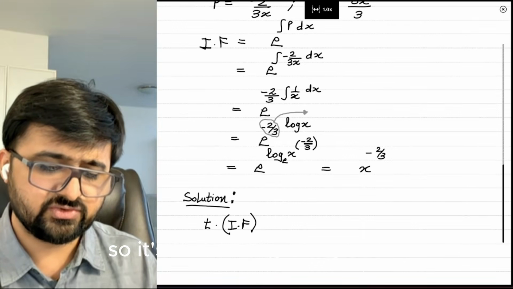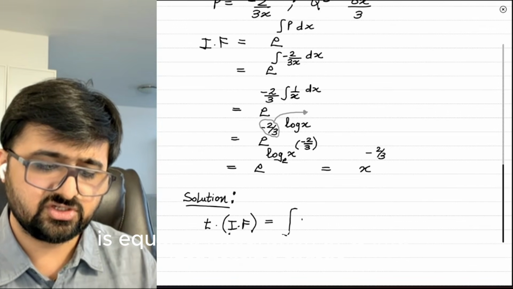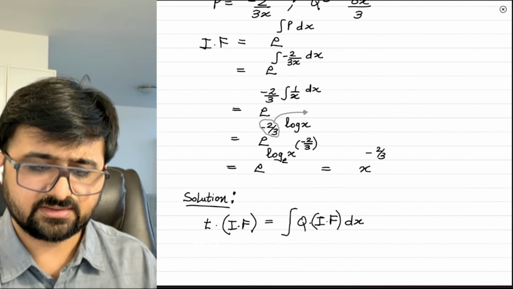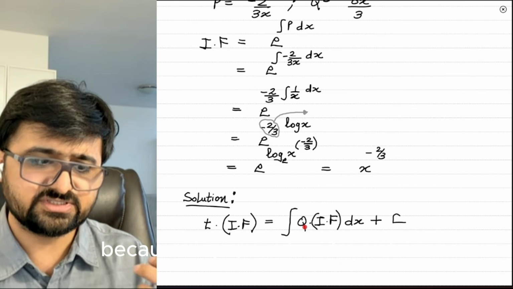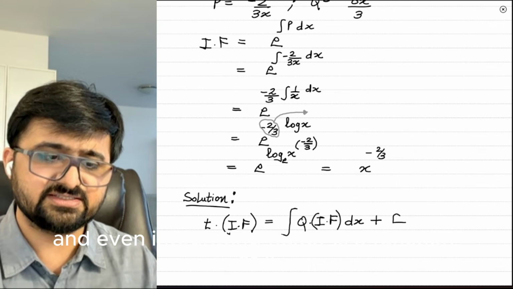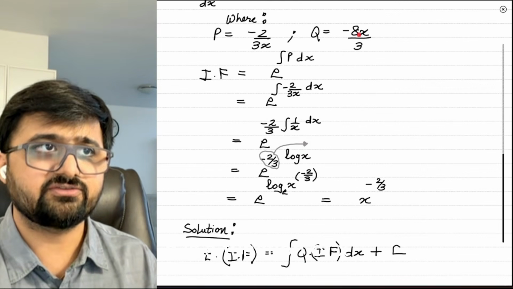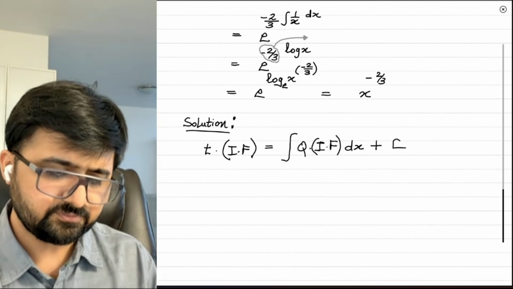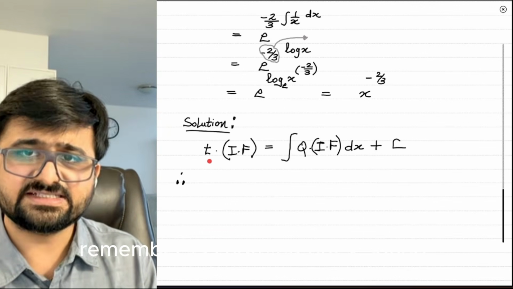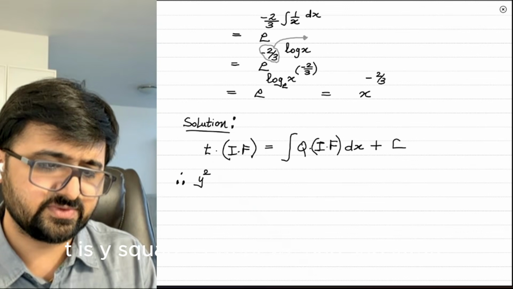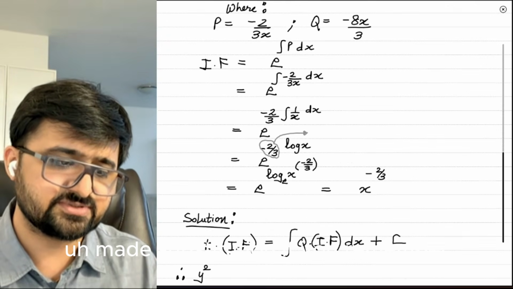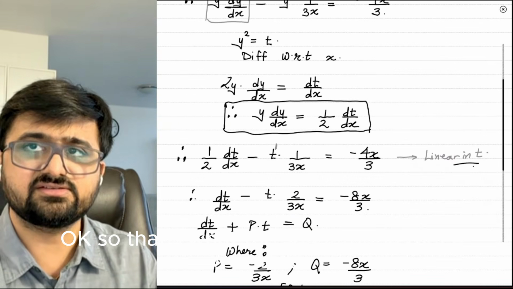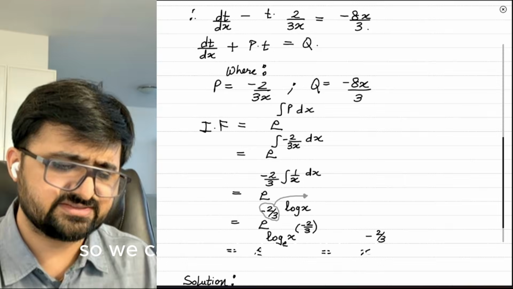Okay, so it's t into integrating factor is equal to integration of q into integrating factor dx plus c, because my q is a function of x and even the integrating factor is a function of x, which is why I integrate with respect to x. So therefore, remember t is nothing but y square. T is y square is the substitution we had made. If you look above, we put y square as t. So we can resubstitute back now.